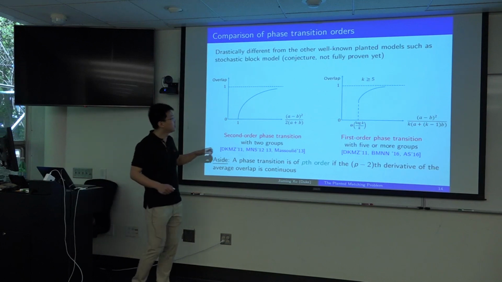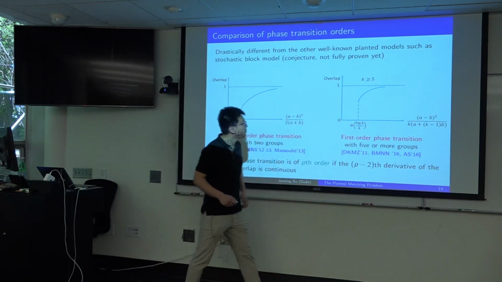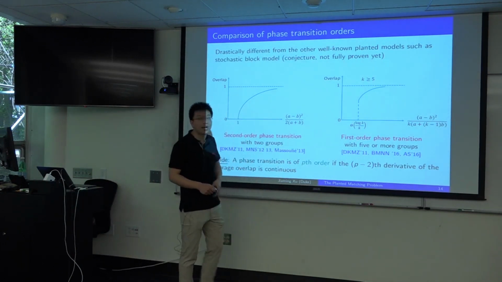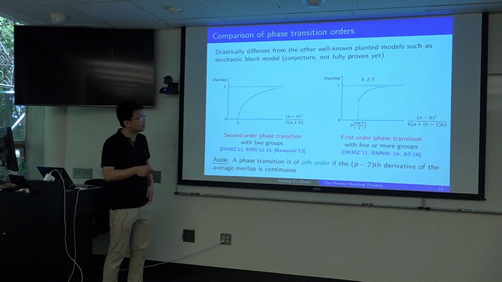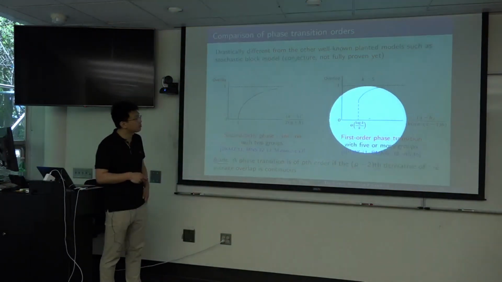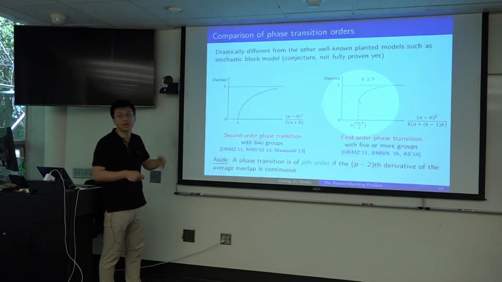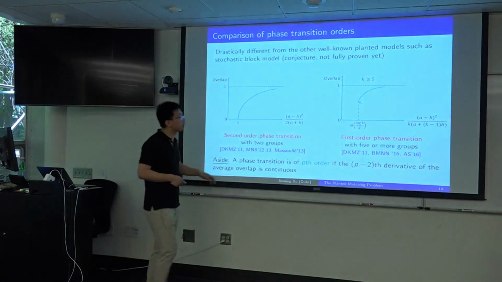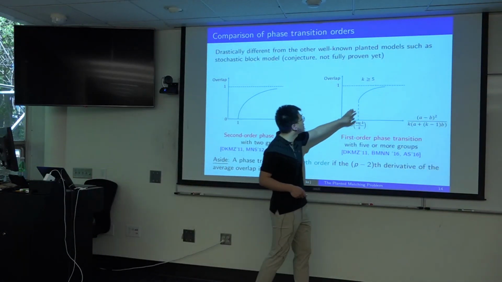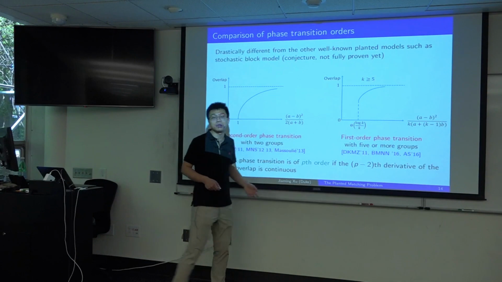But it turns out that when you have multiple communities, say k is bigger than or equal to 5, the picture is very different. They still have some prediction of the threshold, but now once you cross the threshold, the overlap jumps from 0 to some positive number directly. This is called a first order phase transition, because now the overlap itself becomes discontinuous.